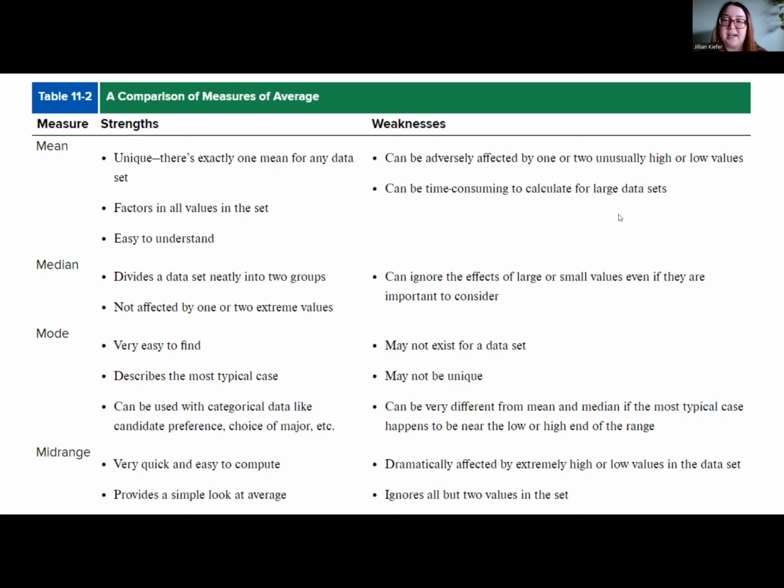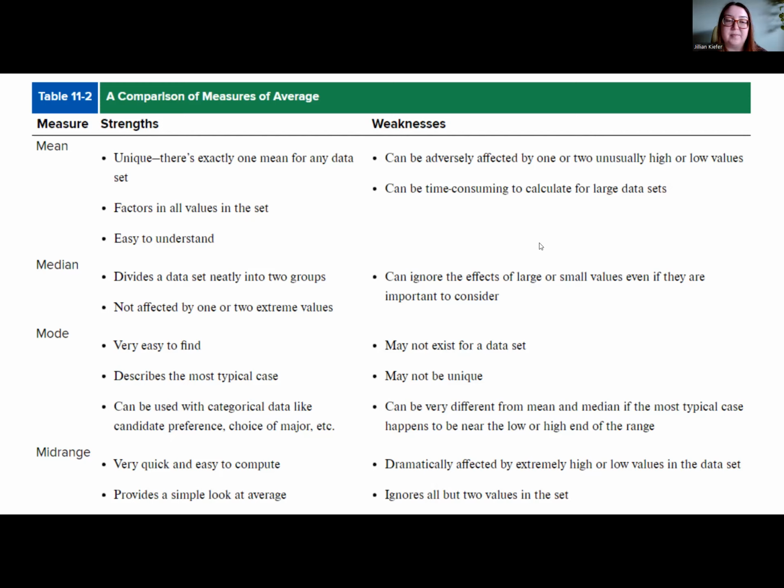But the weakness is that it can be adversely affected by one or two unusually high or unusually low values. It can also be really time consuming to calculate for large data sets. It does get affected if you have a very large or very low value. It will throw everything off by having a value that is extremely high or extremely low.